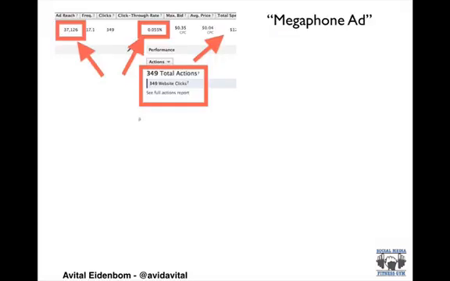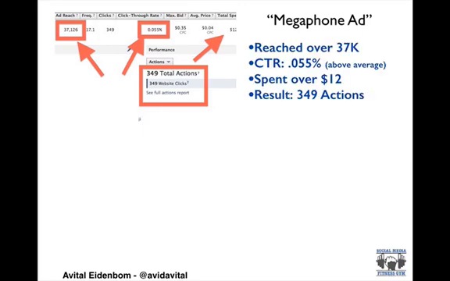Now here's an example of a Facebook ad from a client of mine that I considered using the megaphone ad approach. They were creating an ad and didn't use their Facebook Insights or Graph Search to understand who was truly engaging with their content. Now their ad did reach over 37,000 people, and it saw a click-through rate of 0.055%, which is above average. The average click-through rate of a Facebook ad is like 0.01%, so it was a little bit higher than average. They ended up spending over $12 and only saw 349 actions taking place, from website clicks, page likes, and so on.